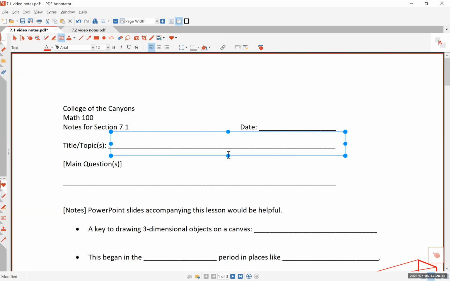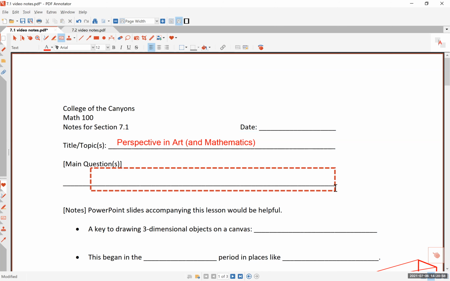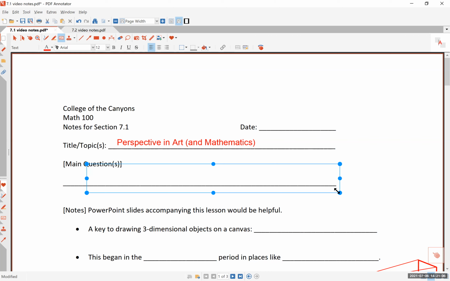The topic of section 7.1 is perspective in art and how that relates to mathematics. Okay. What do you mean perspective? I mean, we don't see any numbers. That's right. But as you may already know, mathematics includes geometry, which has a lot to do with perspective and the principles that artists use to draw things that are three-dimensional.